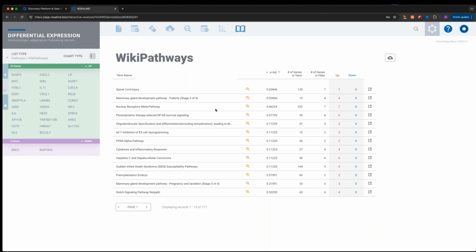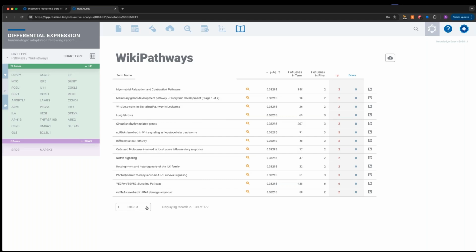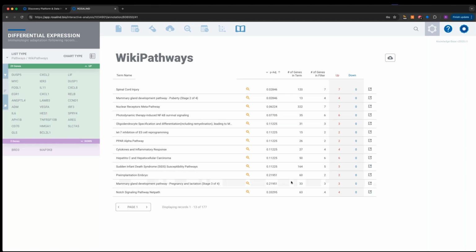And now in the table, we have the full results for pathway enrichment in Rosalind for WikiPathways. So we can get information about the adjusted p-value, number of genes in the pathway, number of genes significant, number upregulated, number downregulated. I can scroll through this table as well, like this. What else can I do? I can click on this download icon right here. I can download the results as a CSV.